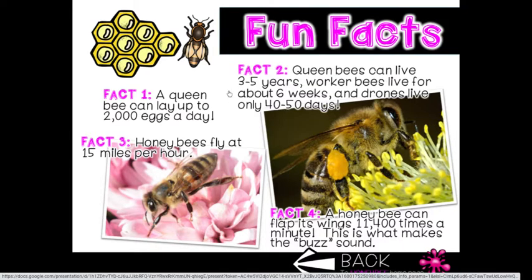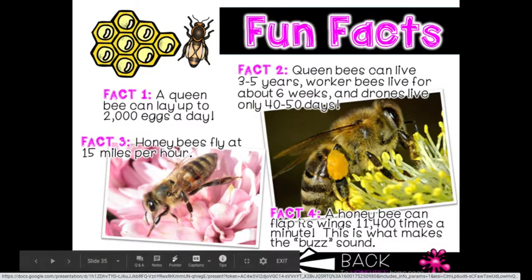Worker bees live for about 6 weeks. That's not very long at all. And drones live only 40 to 50 days. So I guess that makes sense of why she lays so many eggs, because these other bees don't live for very long. Fact number 3, honeybees fly at 15 miles per hour. That's pretty fast for a little bee. And then fact number 4, a honeybee can flap its wings 11,400 times a minute. This is what makes the buzz sound.